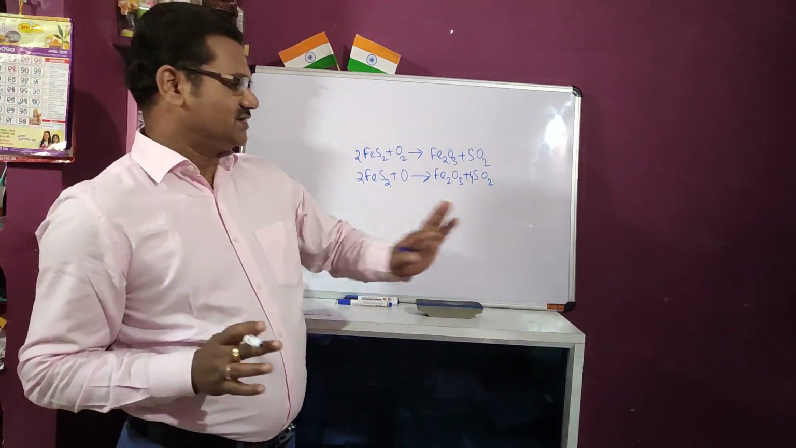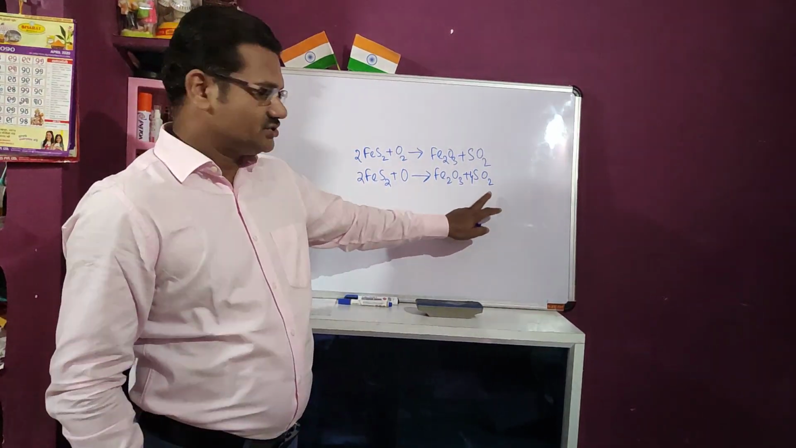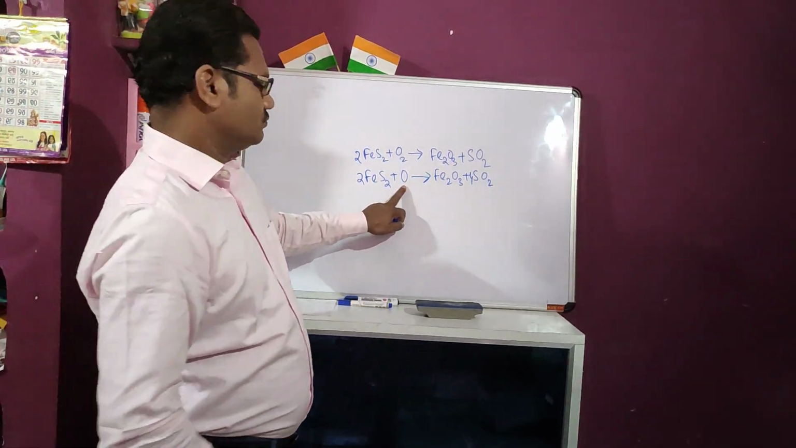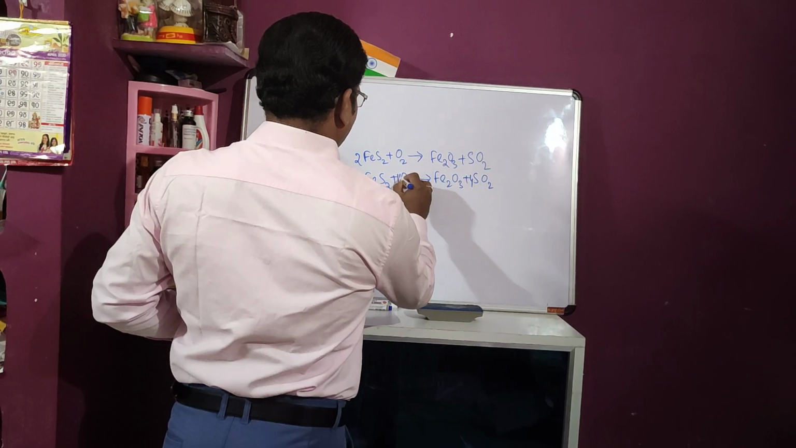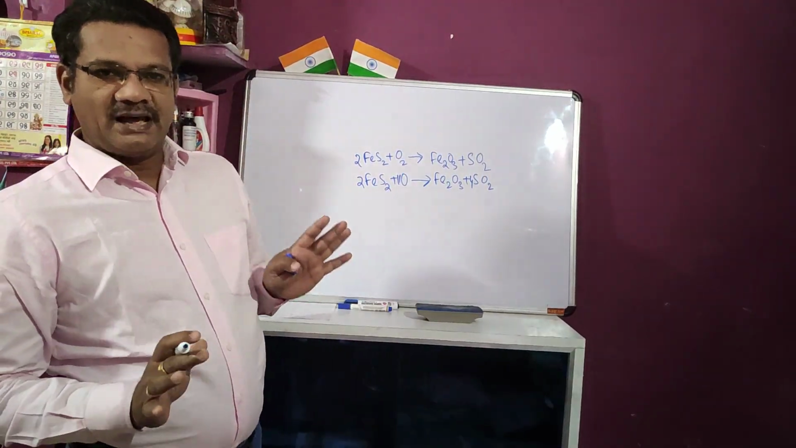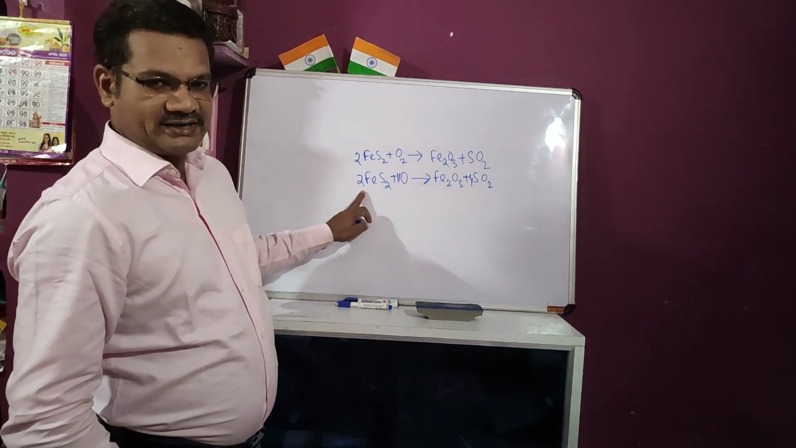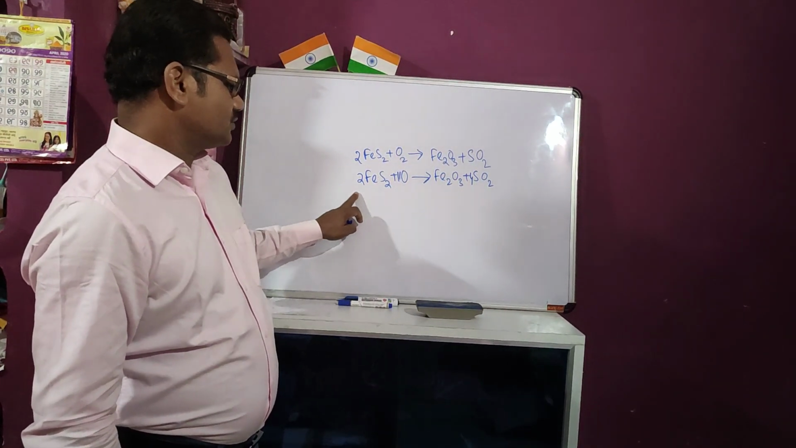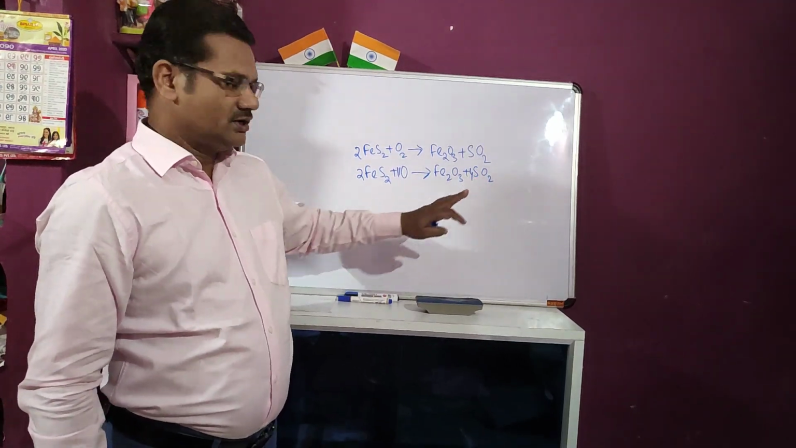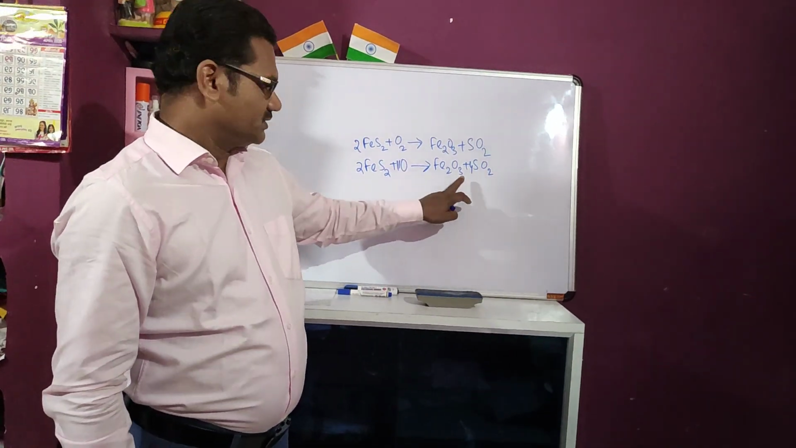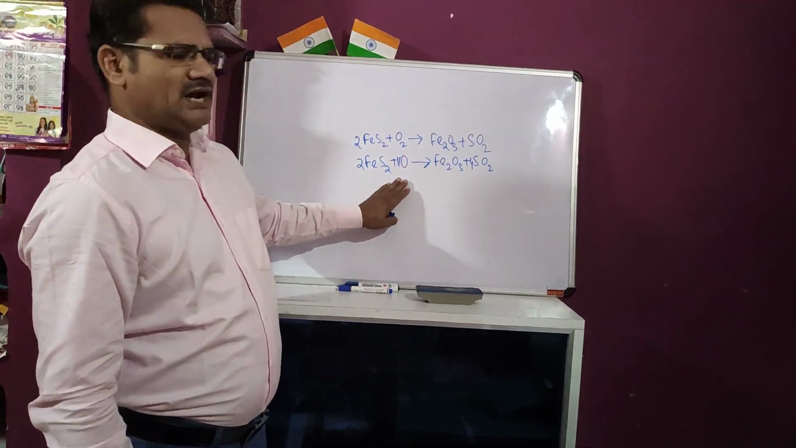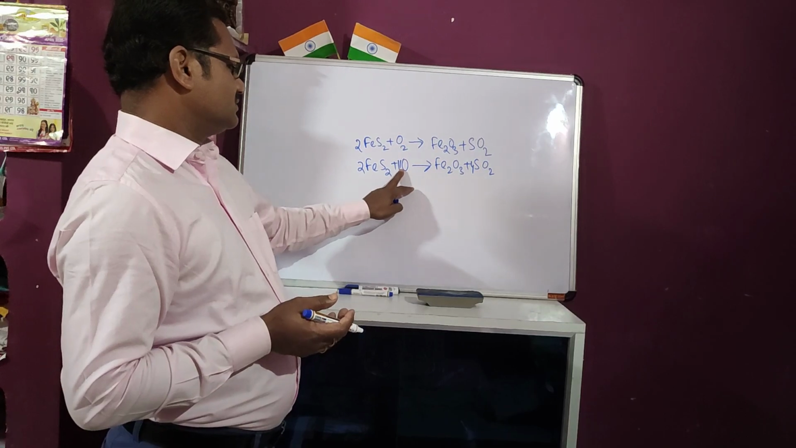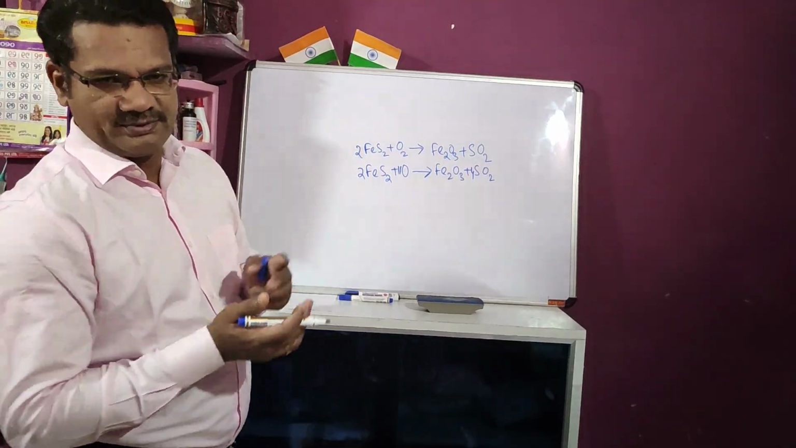Now oxygen. Oxygen, how many? 4 into 2, 8. Here 3, 11. But here only 1 atom of oxygen. So we will multiply by 11 here. Now it has been balanced because 2 atoms of iron, 2 atoms of iron, 4 atoms of sulfur, 4 atoms of sulfur, 4 into 2 plus 3, 11 atoms of oxygen, 11 atoms of oxygen. It has been balanced. But I cannot write this as 11O. Oxygen cannot be written in that form.